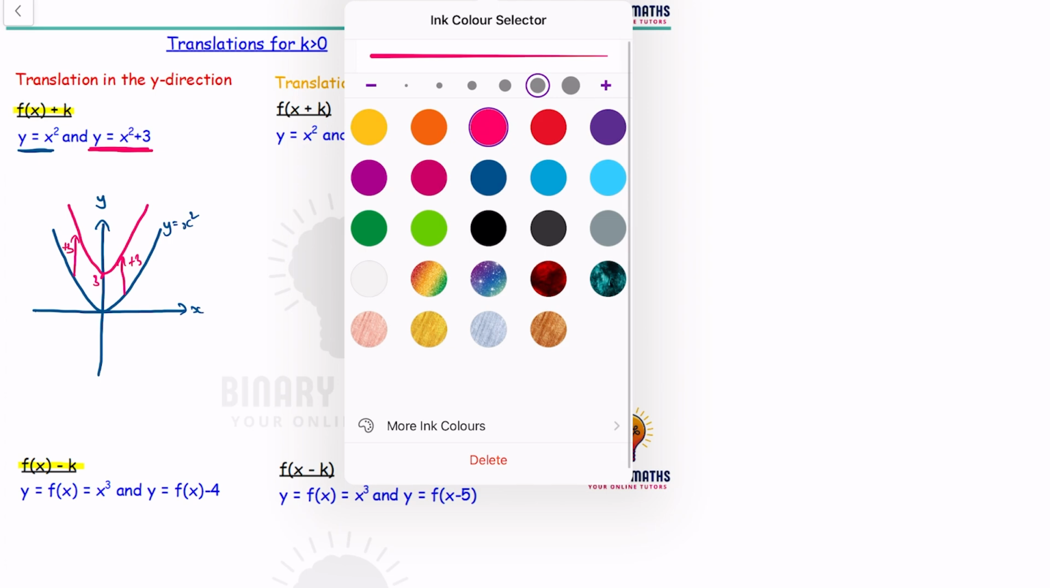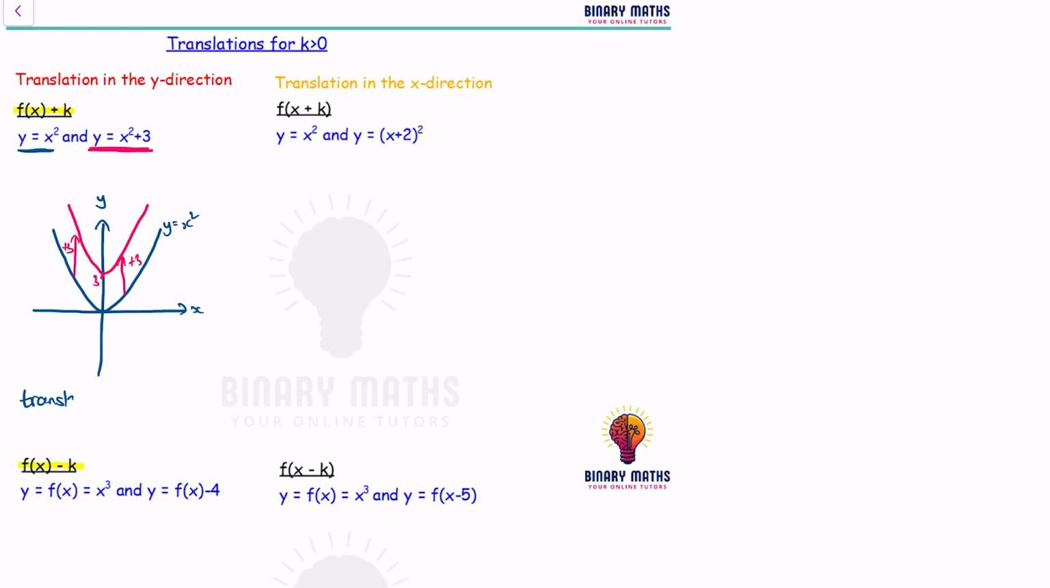That means if I were to write it out, it's a translation in the y direction. So if you think about it, it's moving vertically in the y direction by positive k. So if it's positive 3, if we're adding 3, it's going to move up by 3. So moving in the y direction by positive 3. Another way of saying this is translation by the vector 0, k.